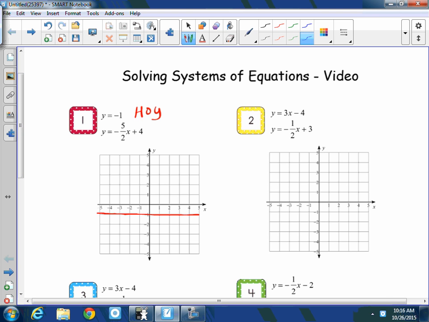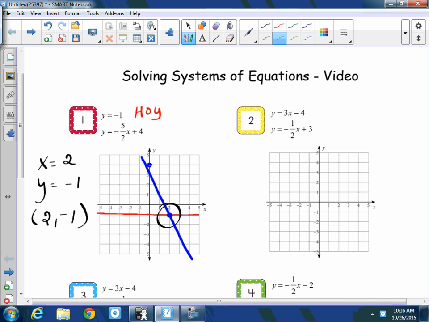Start with your y-intercept, which is positive 4. It's a negative slope, so it should be going down. Your rise is 5 and your run is 2. So 1, 2, 3, 4, 5, 1, 2. And I can just stop because I'm looking for the point where they meet, and I just found it. The point where they meet is x equals 2, y equals negative 1, and you can write it as an ordered pair, 2 and negative 1.